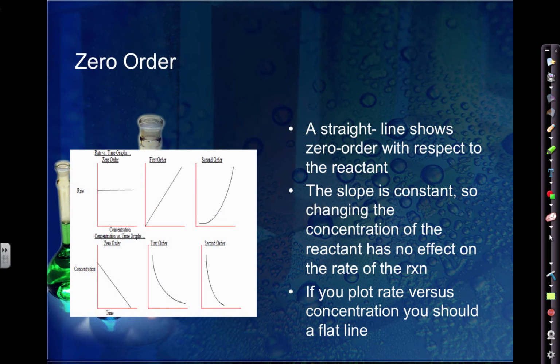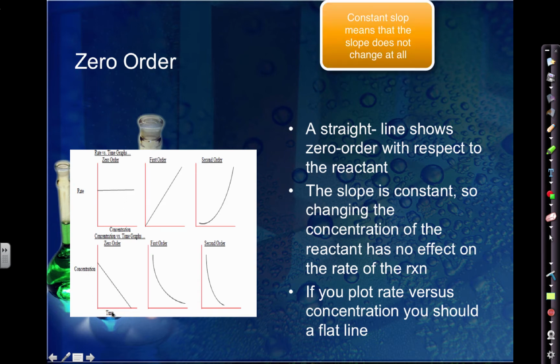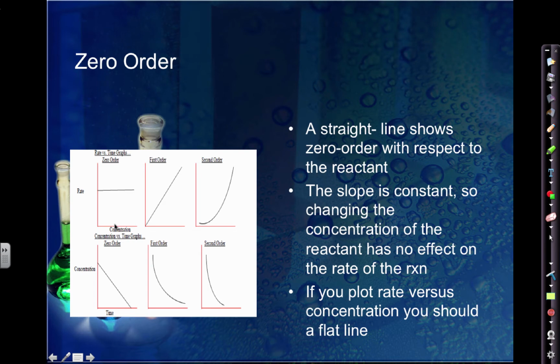All right, so with a 0 order reaction, so this is our 0 order graph right here, the concentration versus time. I should see a straight line going down. So if I have a straight line going down and I graph concentration versus time, that should be a 0 order. So the slope of a straight line is going to be constant. Well, in this case, that is going to give me my rate. So my rate with a 0 order reaction is constant.